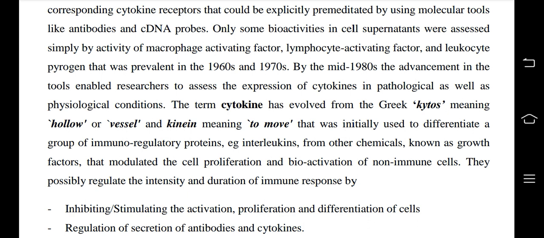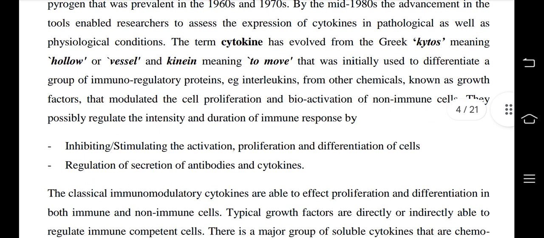The term cytokine has evolved from the Greek kytos, meaning hollow or vessel, and kinein, meaning to move. That was initially used to differentiate a group of immunoregulatory proteins, interleukins, from other chemicals known as growth factors that modulated the cell proliferation and bioactivation of non-immune cells. They possibly regulate the intensity and duration of immune response by stimulating the activation, proliferation, and differentiation of cells.